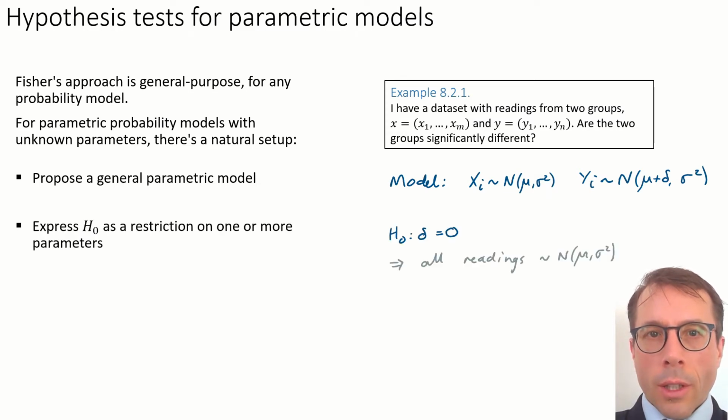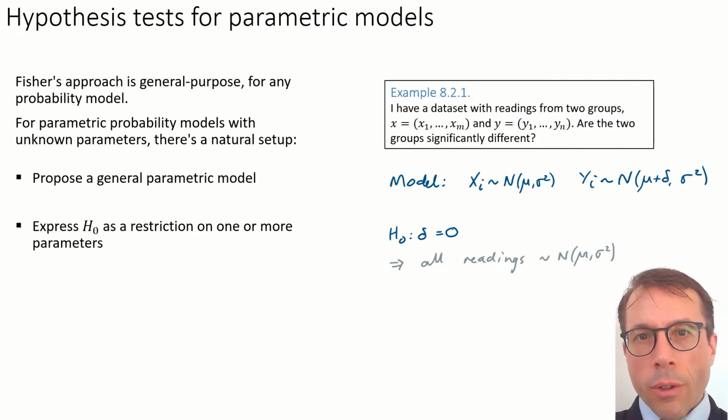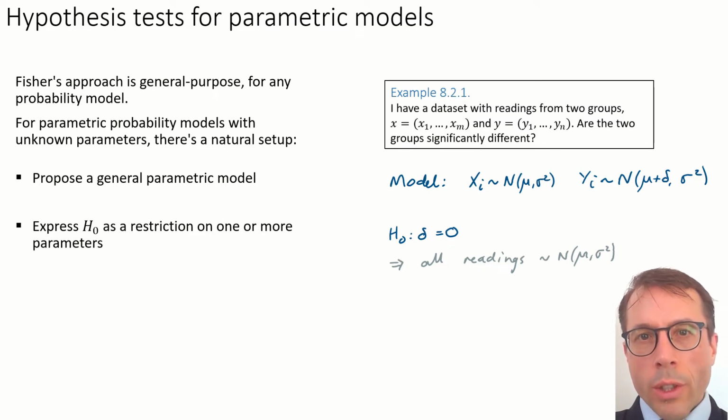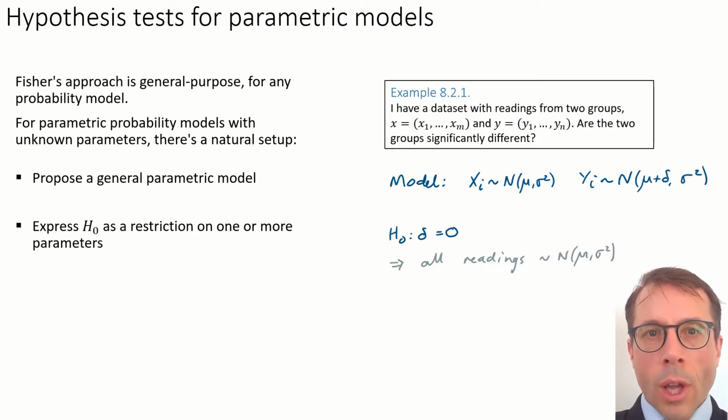Next, we need a null hypothesis. And the idea is this. Let's express the null hypothesis, if we can, as a restriction on the parameters in the model. In this example, the question asks us whether the two groups are different, and the hypothesis, there is no difference, is equivalent to saying delta equals 0. Concretely, if the null hypothesis were true, then all readings, both the X readings and the Y readings, would be all normal of mean mu.